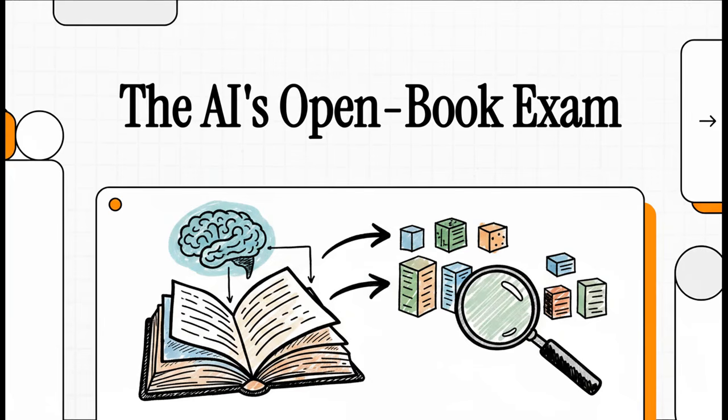All right, today we're going to demystify a really clever trick that AI is using to, well, stop making stuff up. It's called Retrieval-Augmented Generation, or RAG for short. And honestly, the best way to think about it is like giving an AI an open book exam. Let's dive in and see how it all works.